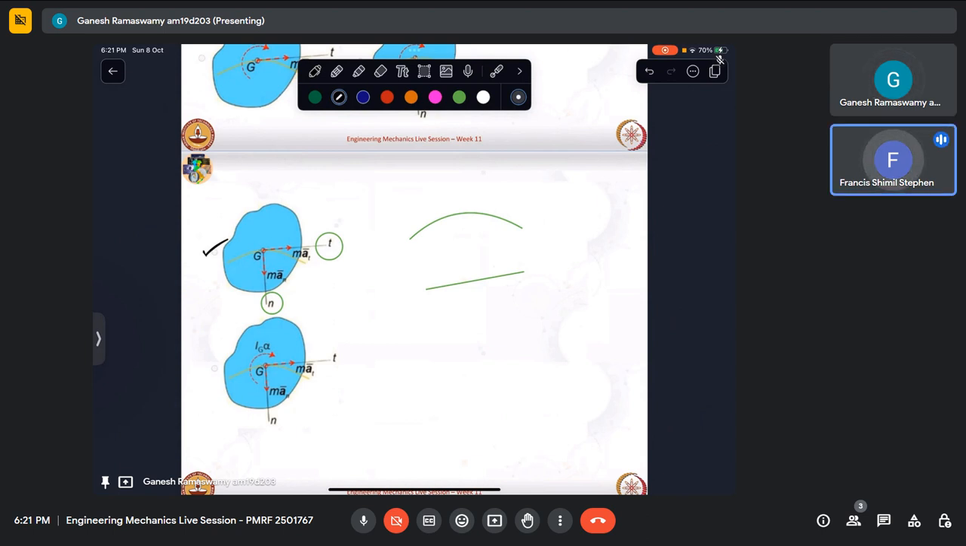So yes, it will be general plane motion along a curve. It is already translating along a curve. Its center of mass is translating along a curve, and it is also rotating about its center of mass.